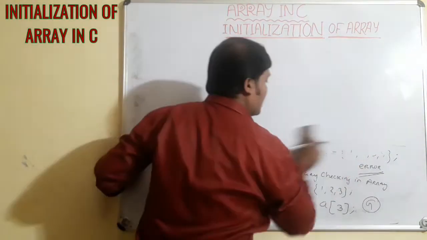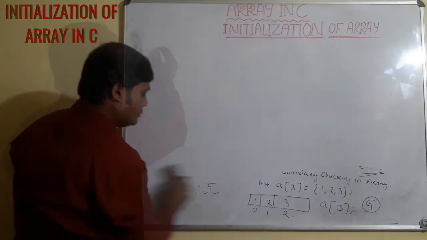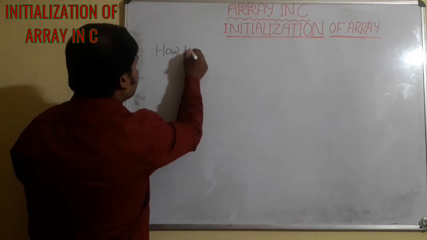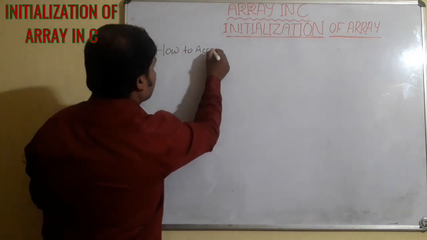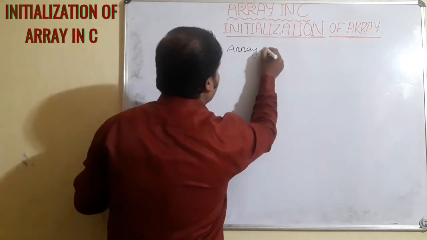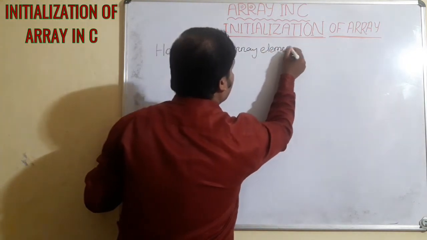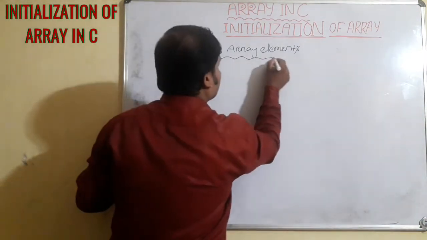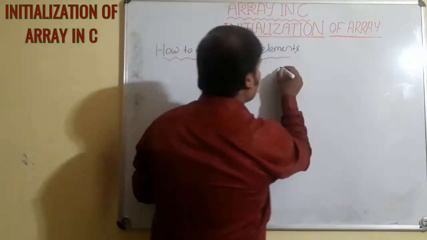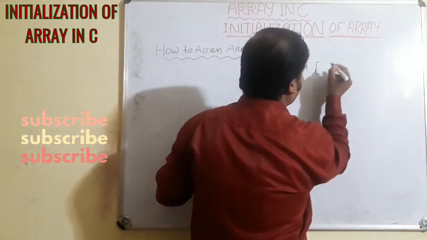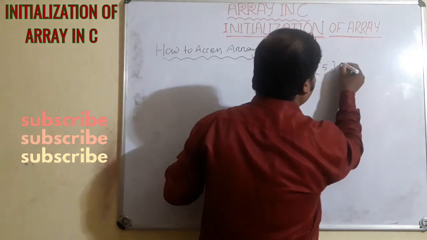Now, just see how I will access the array elements. How to access array elements. Just see, suppose I am declaring one array. This is A of 5.